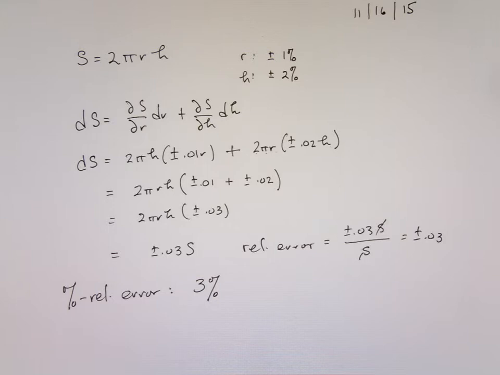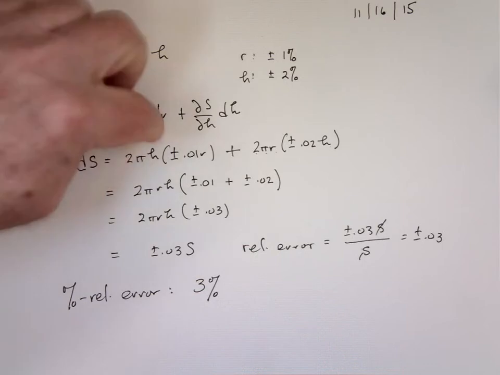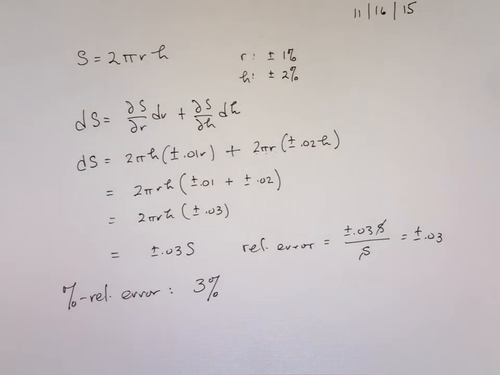Dr and dh are the percentages, right? Well, dr and dh are the amounts of error. The percentage, plus or minus 1% or 2%, times the radius or height or whatever it happens to be. That's the percent relative error. That's what you're going to be asked.